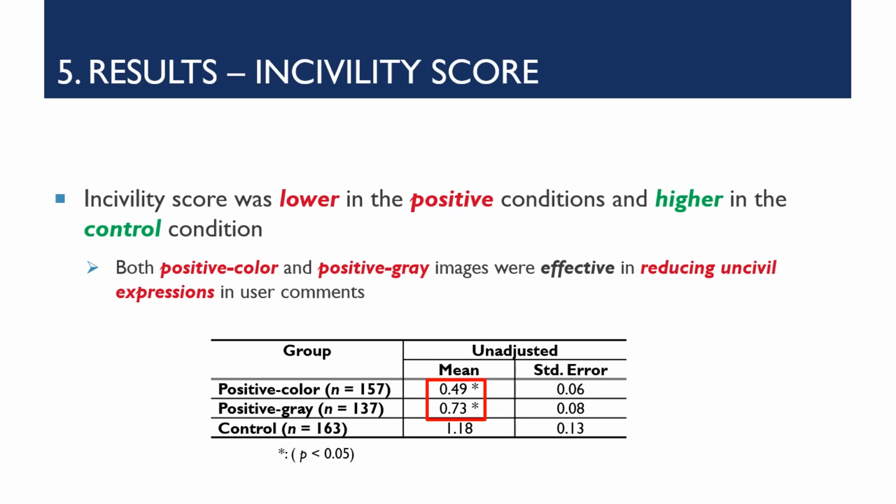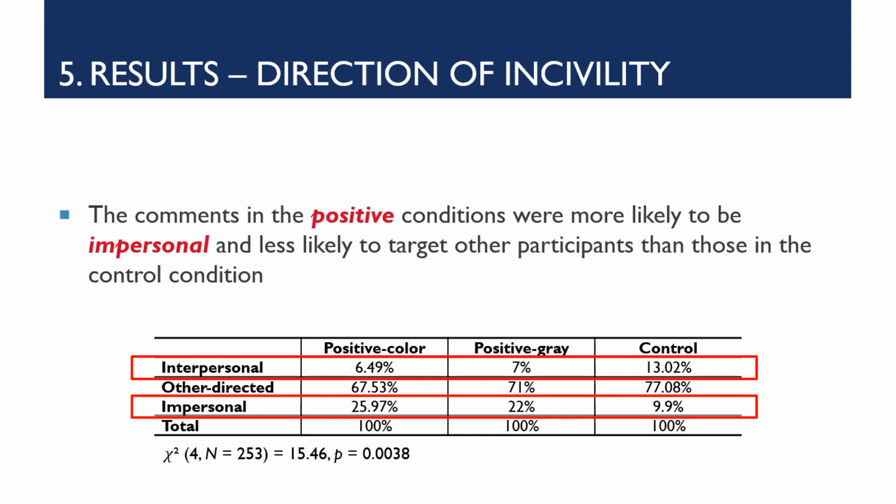Next, we compare the mean number of uncivil expressions in each comment across the three conditions. The mean incivility scores in the positive color and positive gray conditions were lower than those in the control condition. The most common direction of incivility was other directed in all conditions.